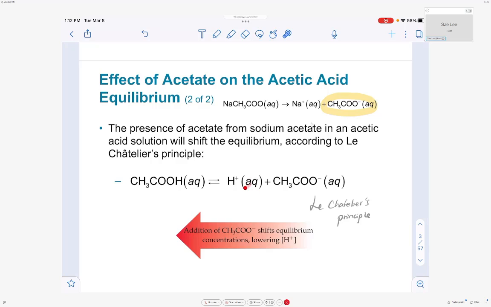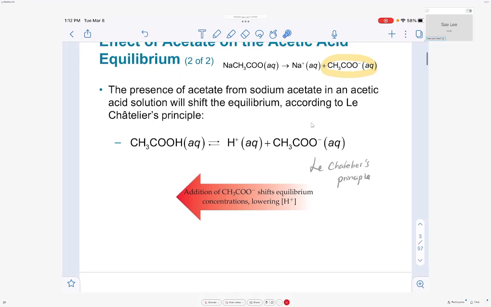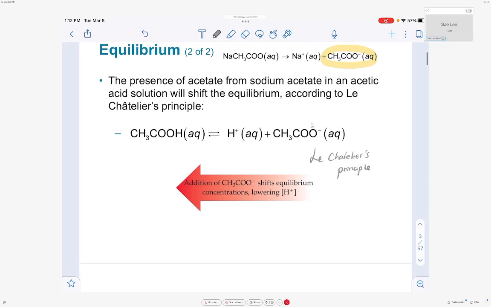But then what's going to happen to the proton concentration? The proton concentration will now decrease. So in other words, the presence of added acetate anion causes the acetic acid to ionize less than it normally would. The acetate anion is called common ion. The common ion is suppressing the ionization of acetic acid. I'm going to summarize that here.